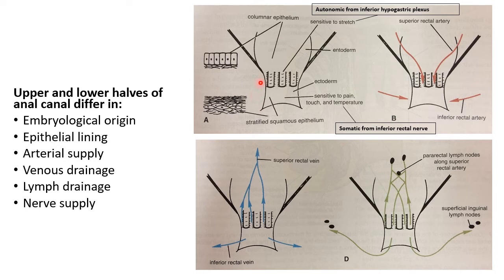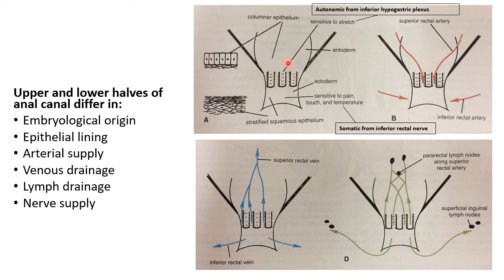Now, when we come to the origin, the upper half is endodermal origin, while the lower half is ectodermal. So this is endo, not into. Endodermal. The upper half is lined by simple columnar epithelium, like most of the rest of the parts of the gastrointestinal tract. The lower half is lined by stratified squamous epithelium. It starts first as non-keratinized and it ends as keratinized, where it continues with the skin.